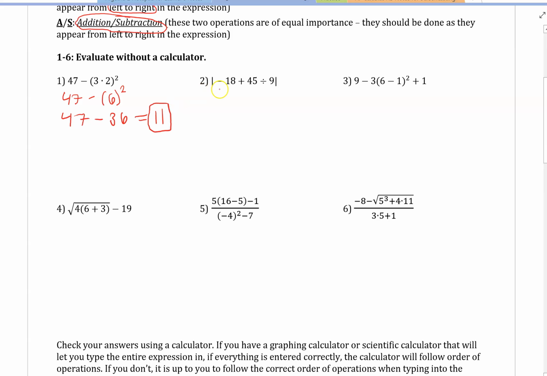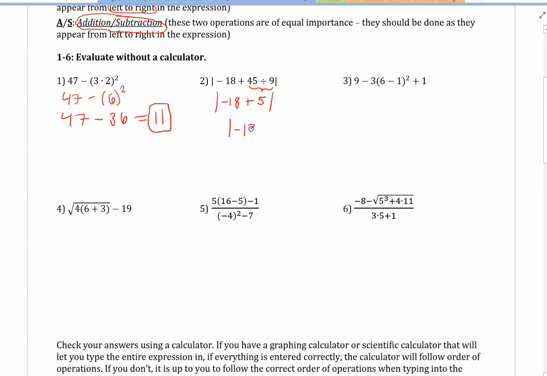In number 2, you might notice all of this is within an absolute value. And right here, I'm going to have to do this division part first. Even though it's on the right, it's division, and division has to happen before addition and subtraction. So first I'm going to do 45 divided by 9 to get 5. And then after that, I do negative 18 plus 5. And that has to happen before I take the absolute value, because you have to do what's inside the absolute value first before you apply absolute value.